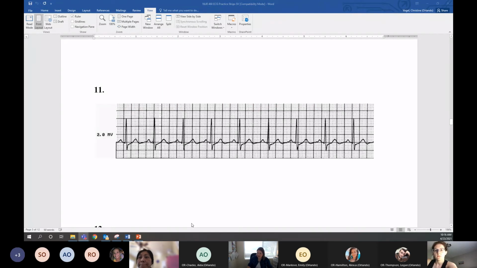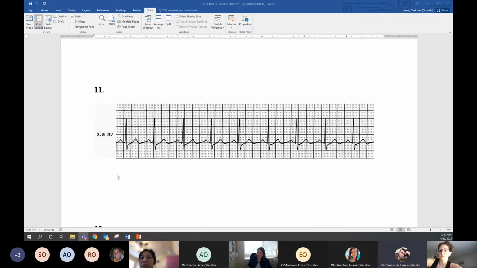Number 11, what do we have here? Let's go through our steps. It's looking like a pretty nice, decent rhythm. So we have some things to interpret. Looks regular. What's the rate? 90. Okay, great. And then is there a P for every QRS? Yes. QRS is nice and narrow on every one. Okay, so what do you think we have here?